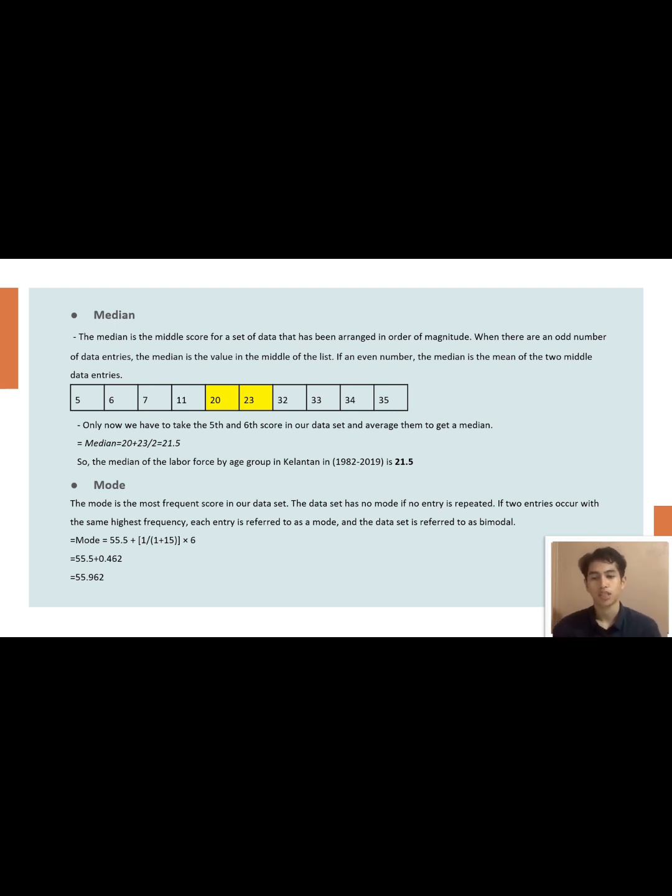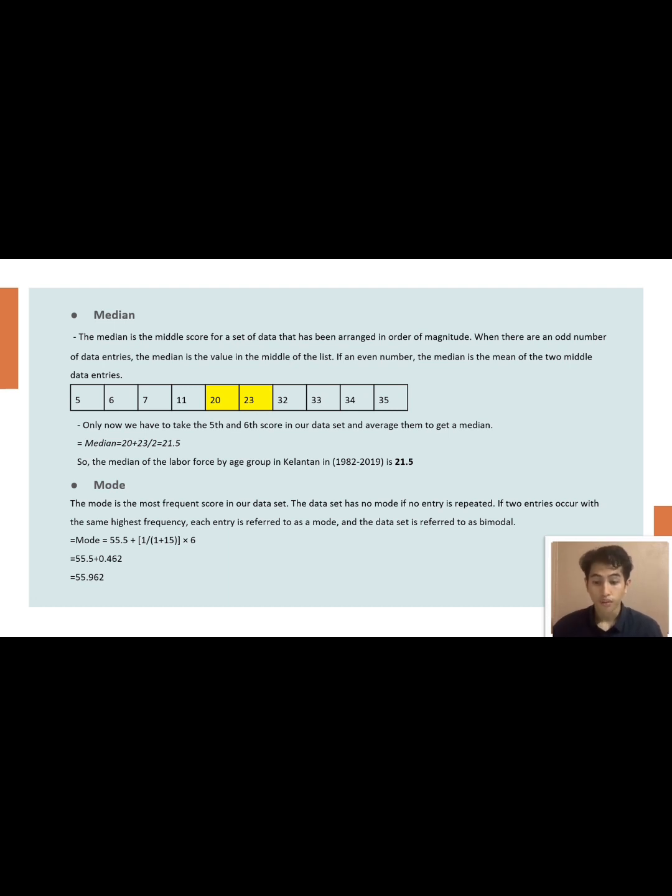For this part, I will explain the first one, which is measure of central tendency. Measure of central tendency is a single number that seeks to characterize a set of data by pinpointing the central location within the set of data. Measure of central tendency has three typical methods: the first one is mean, the second one is median, and the last one is mode. So we will talk about the first method, which is mean.